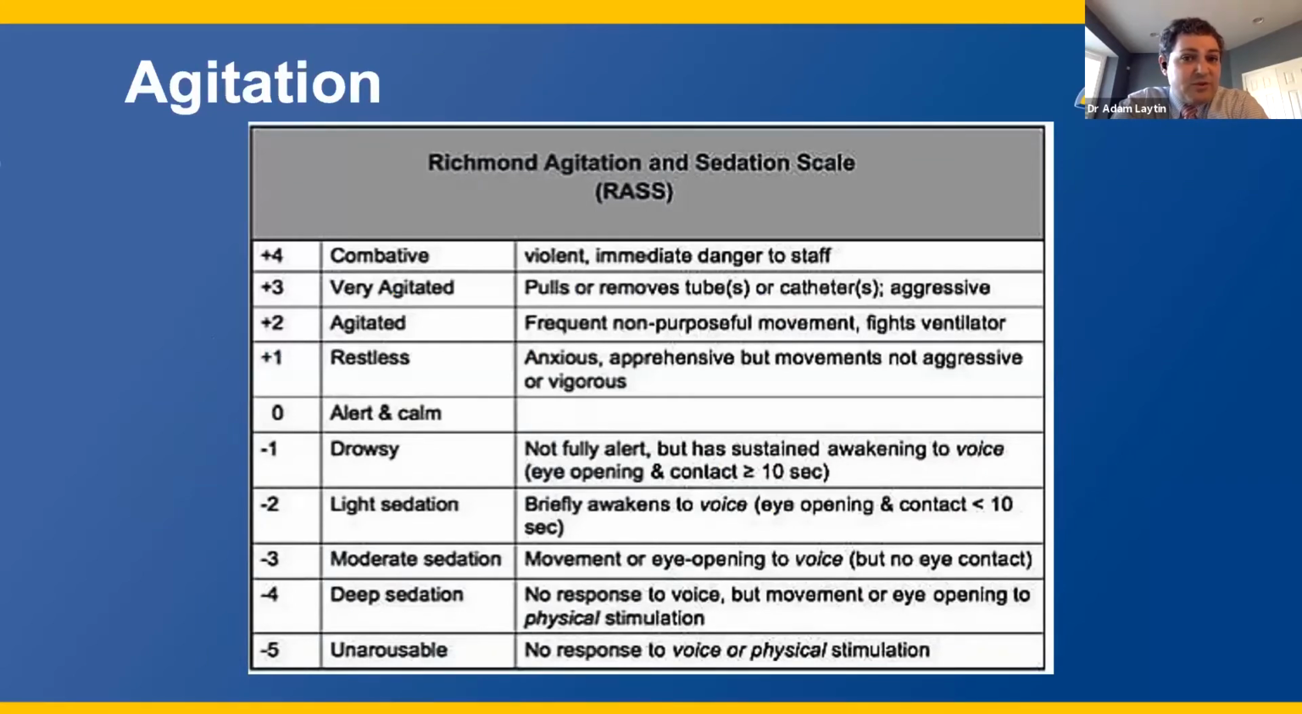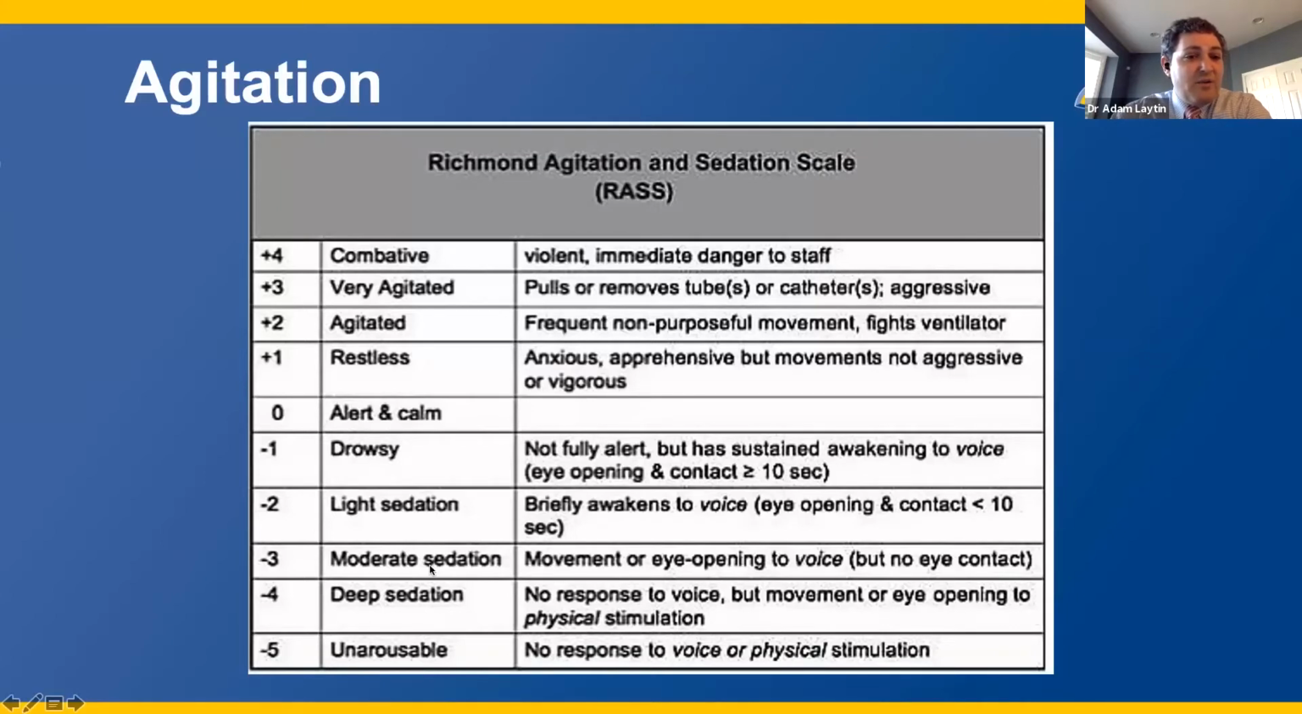The one that we use most commonly in my intensive care unit, one of the most commonly used and best validated, is the Richmond Agitation and Sedation Scale, or the RASS. And this is a scale from -5 in a patient who is unarousable, essentially in a drug-induced coma, to combative, violent, presenting immediate danger to staff and self.